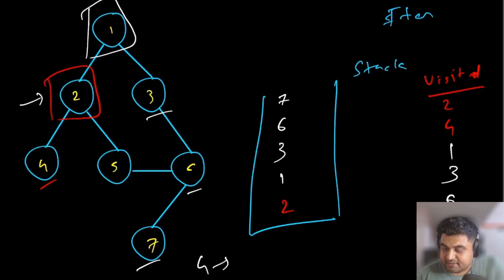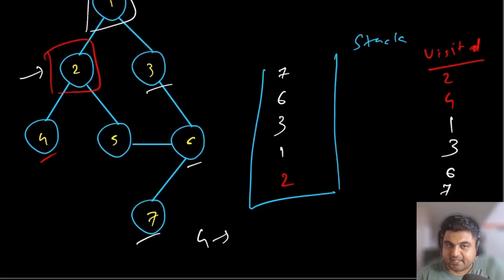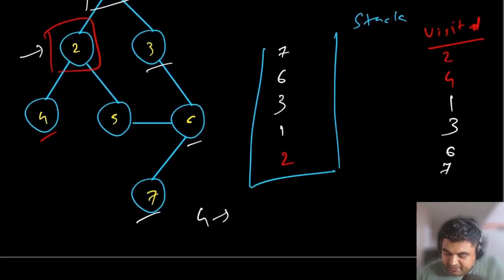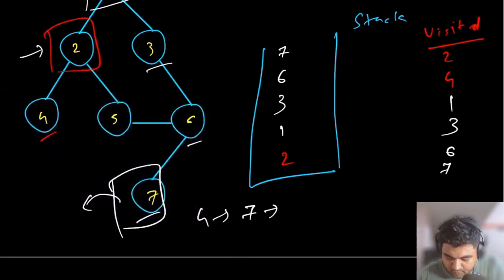So 7 also comes in the stack and also in the visited hash set. Now from 7, it does not have any more nodes that we cannot visit. So now we are going to pop 7 out. So after 4, we can say that, okay, let's just say 7 has been popped out.